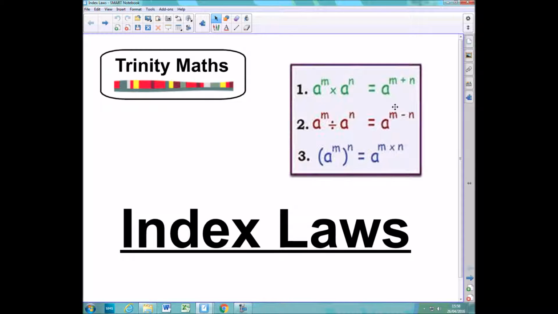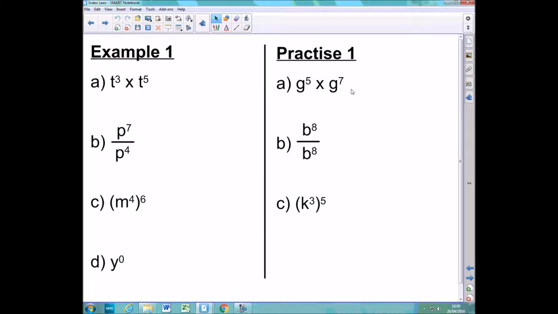In this video I'm going to show you how to simplify algebra using the index laws. Now some of these index laws are quite straightforward, and near the end of the video you'll see that they get quite advanced. In this first example I'm just going to go through the four basic laws of indices or powers. So in this first case I've got t to the power of 3 times t to the power of 5. Now these index laws work when we have the same base.